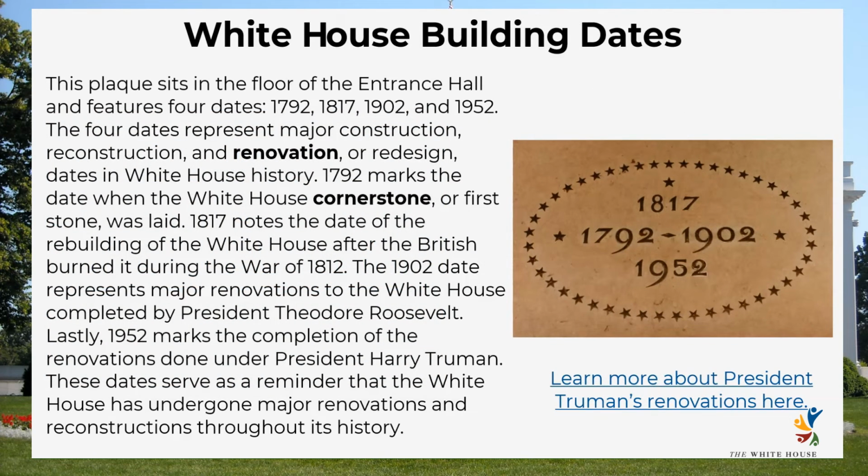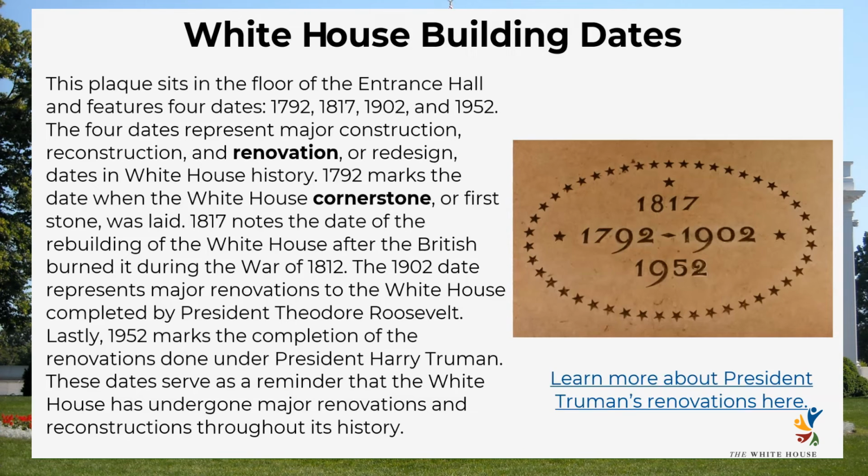So this is a plaque that sits in the floor of the entrance hall. It has four dates, 1792, 1817, 1902, and 1952. The four dates represent major construction, reconstruction, and renovation or redesign. These are dates in the White House history.